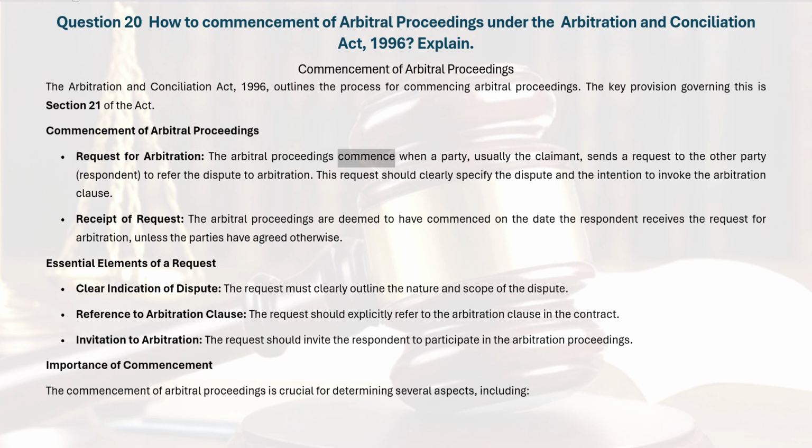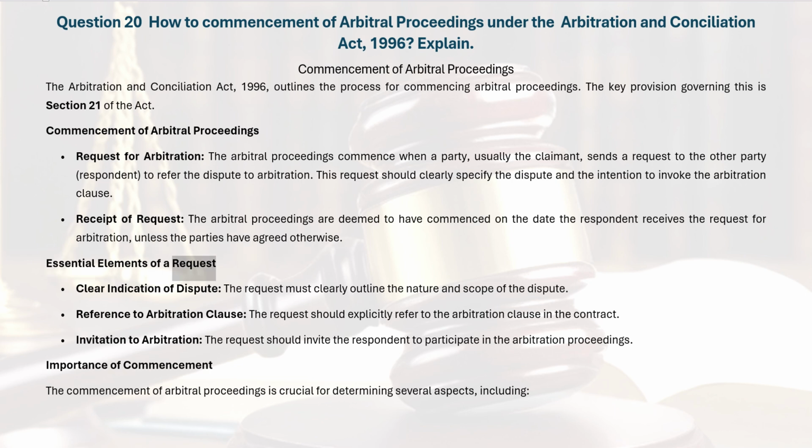The arbitral proceedings commence when a party, usually the claimant, sends a request to the other party, the respondent, to refer the dispute to arbitration. This request should clearly specify the dispute and the intention to invoke the arbitration clause. Receipt of request: the arbitral proceedings are deemed to have commenced on the date the respondent receives the request for arbitration, unless the parties have agreed otherwise.